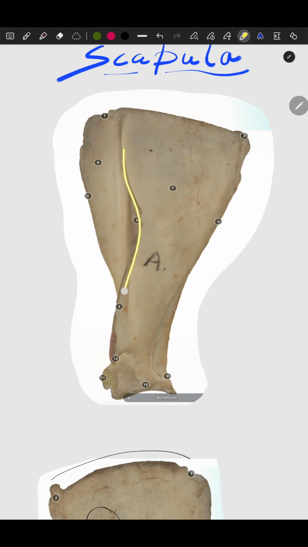Now there are two depressions. One is before the scapular spine and another is after the scapular spine. The depression before the scapular spine, or towards the anterior border, is the supraspinous fossa. The depression towards the posterior border and behind the scapular spine is the infraspinous fossa.